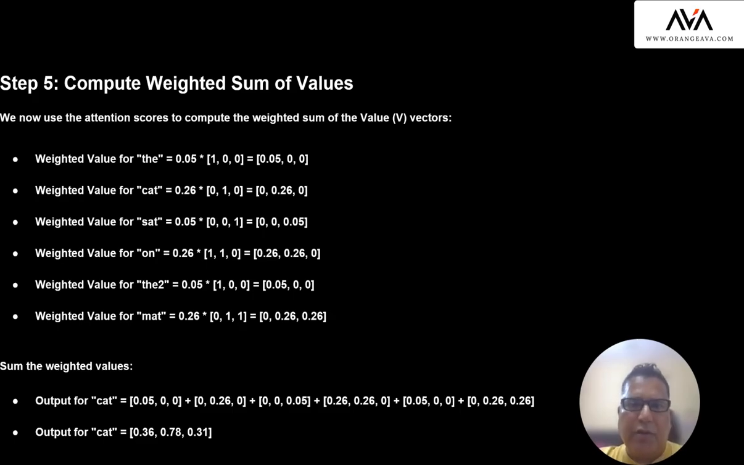Finally, we compute the weighted sum of all the values. The weighted sum of all these values gives us a probability score, and one word will actually have the highest probability, and LLMs will predict that word as the next word in the sequence.